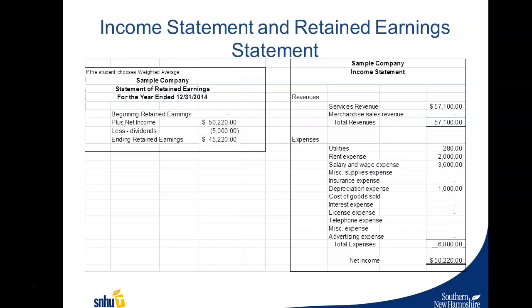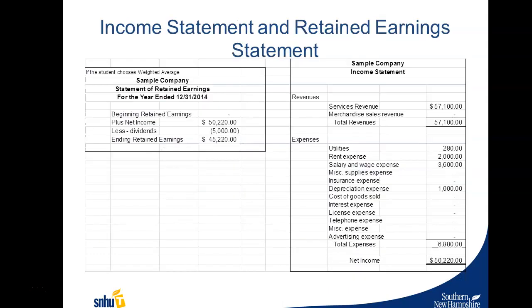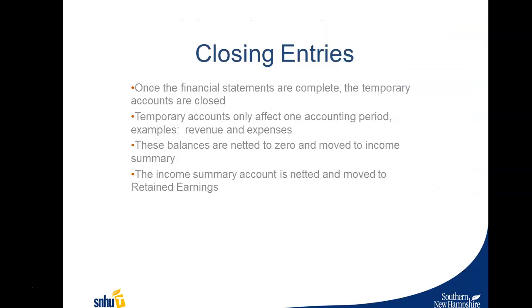Now, what's important with this particular example is the order by which you prepare this. You have to prepare your income statement first. The income statement gets prepared first, then it'll allow you to be able to prepare your statement of retained earnings, and then, and only then, are you able to prepare your balance sheet in its entirety. So, prepare your income statement first, balance sheet is going to be last. Income statement first, statement of retained earnings second, and then balance sheet.